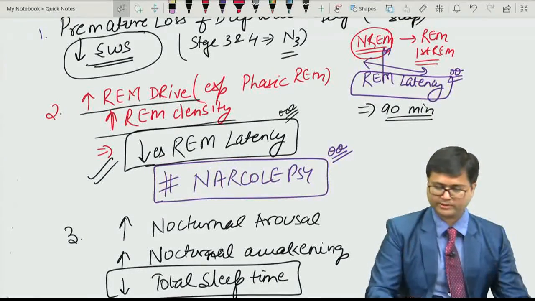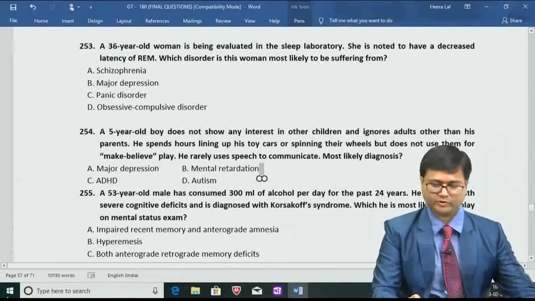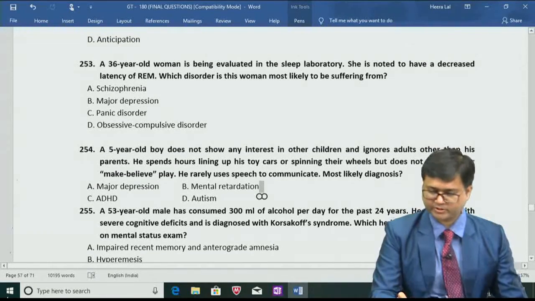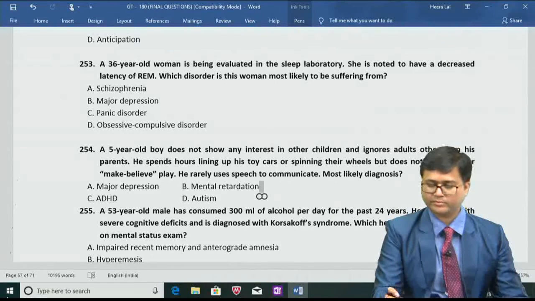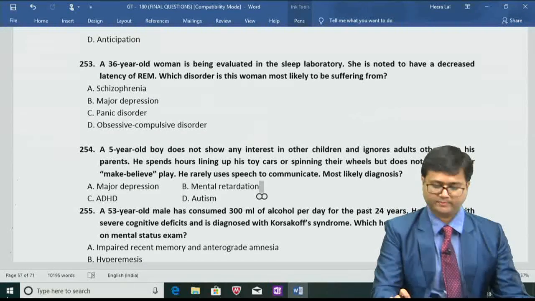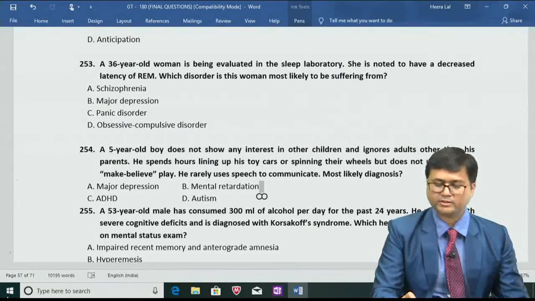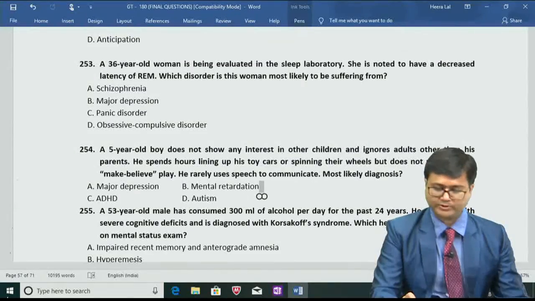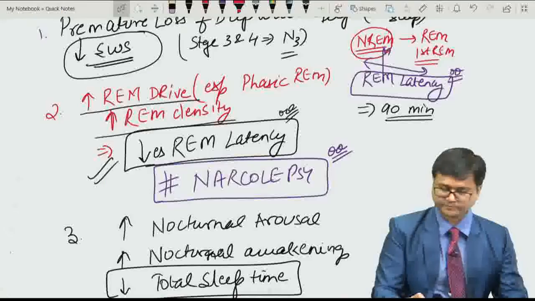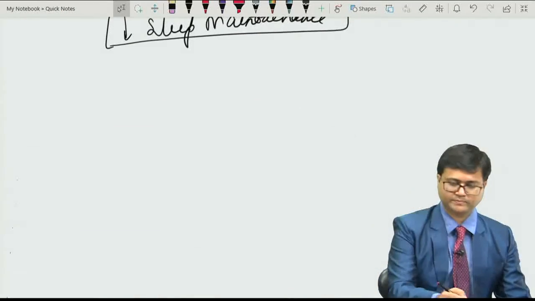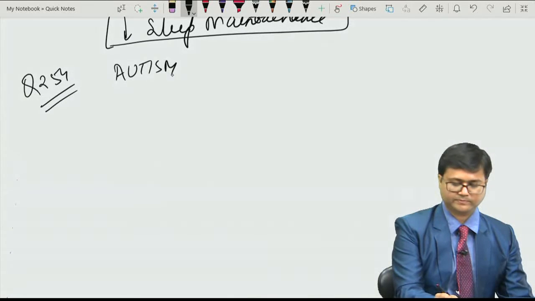Now let us discuss the next question. A 5-year-old boy does not show any interest in other children, ignores adults other than his parents. He spends hours lining up his toys or spinning their wheels, but does not use them in make-believe play. He also rarely uses speech for communication. So the most likely diagnosis is option D, that is autism. So let us discuss this in detail. The answer is autism.